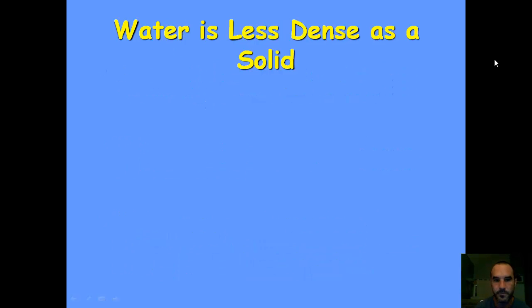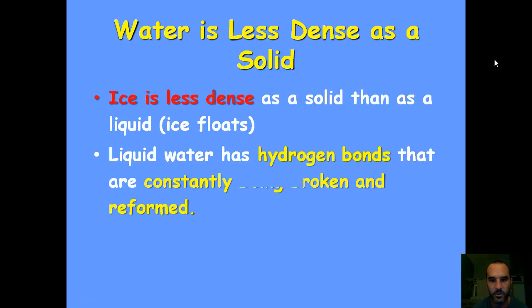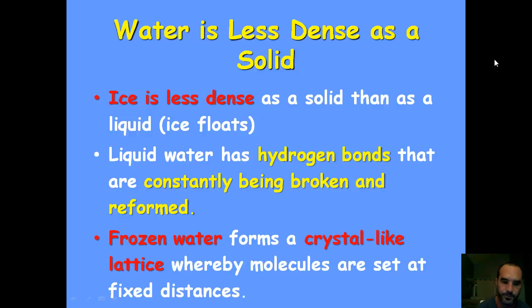I think this is one of the coolest things about water. So water is less dense as a solid, which is what makes ice float on the top of water. But what's crazy is water, as it cools down, there's a certain point where it becomes more dense before it freezes.